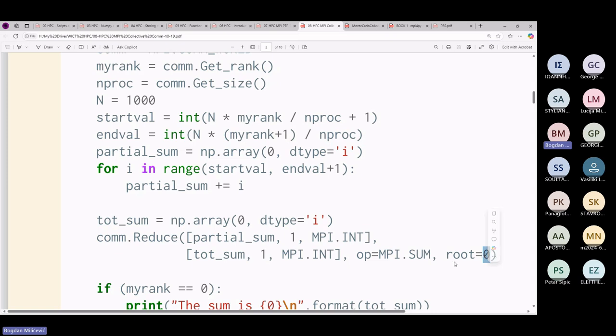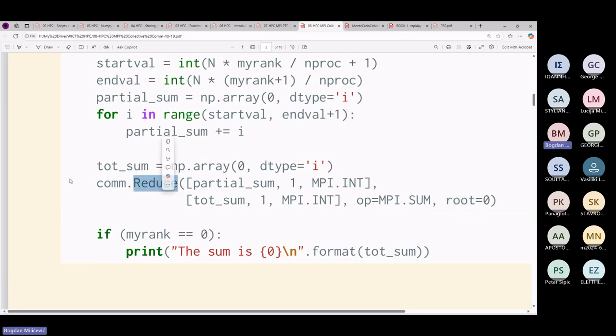There is another function called reduce all, and it is the same as reduce, but it is missing this root equal to 0. Why? Because reduce all, this all at the beginning, practically means reduce plus broadcast. Reduce to somebody, doesn't matter who, and then send back this final data to everybody. Okay, that's reduce all. Maybe we will have an example. If not, try to remember it. It is the same as performing reduce and then broadcast from the process that has the total sum.